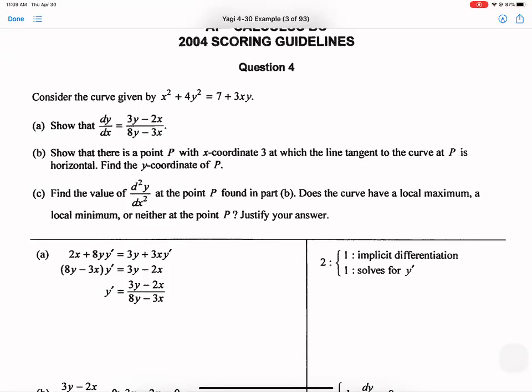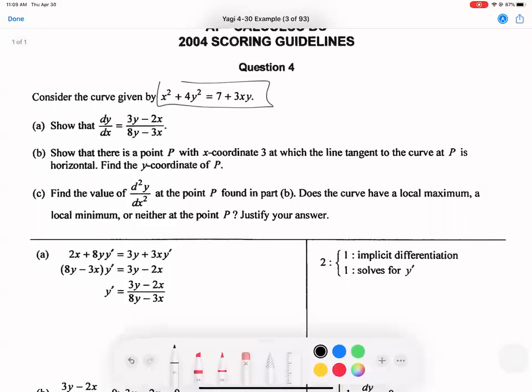And if you have any questions, go ahead and ask me to stop, raise your hand, or type in the chat. Okay. So we're given a problem. Consider the curve x squared plus 4y squared minus 7 equals 3xy. And we're going to show that the derivative would be this. So really all they want is to just take that derivative.